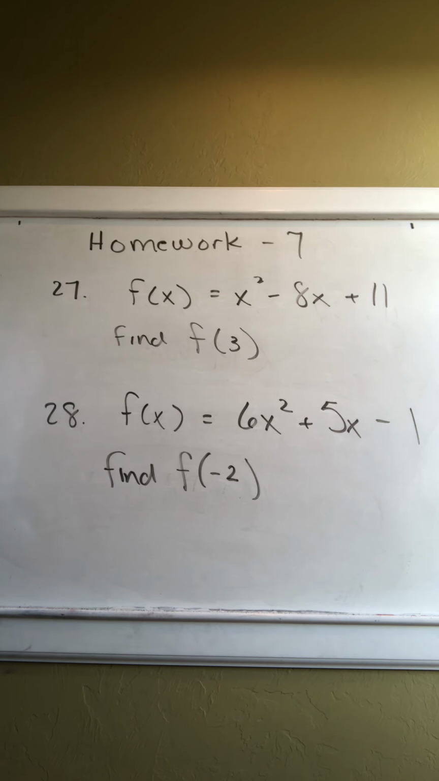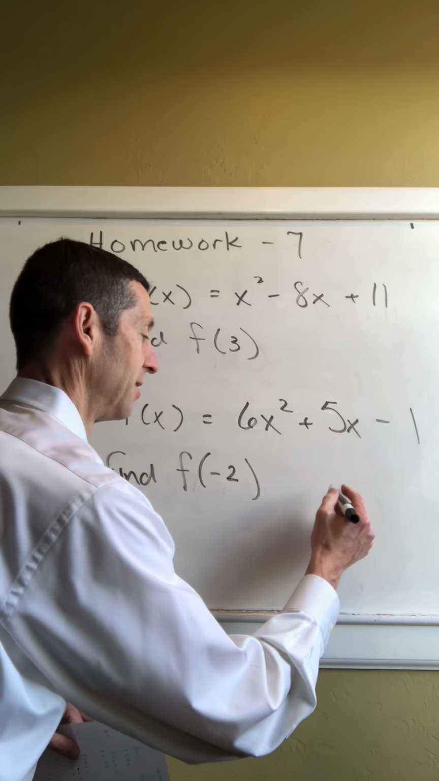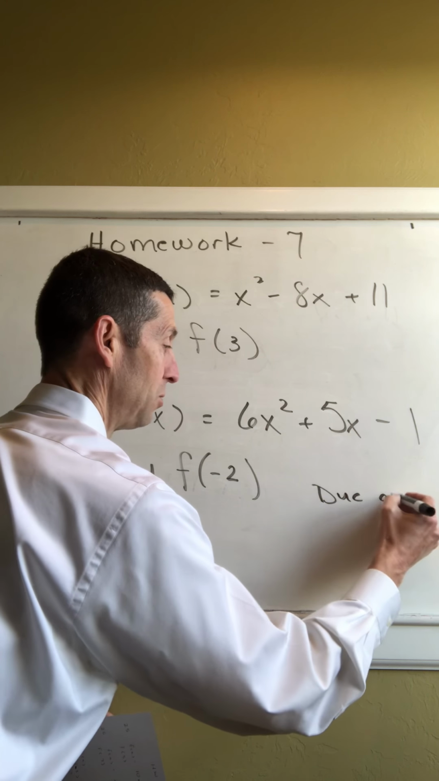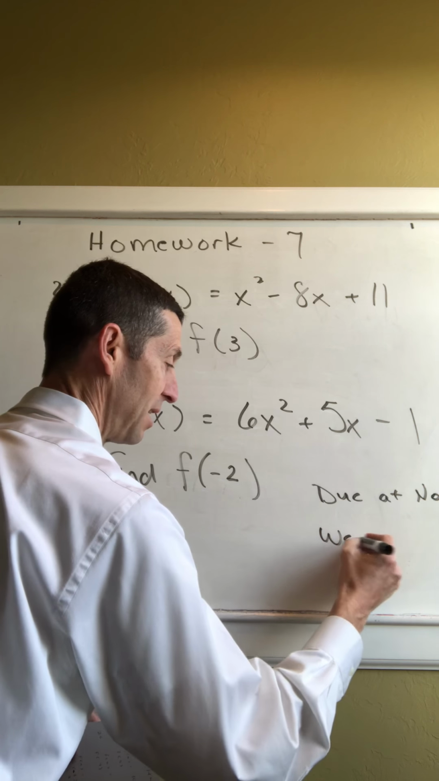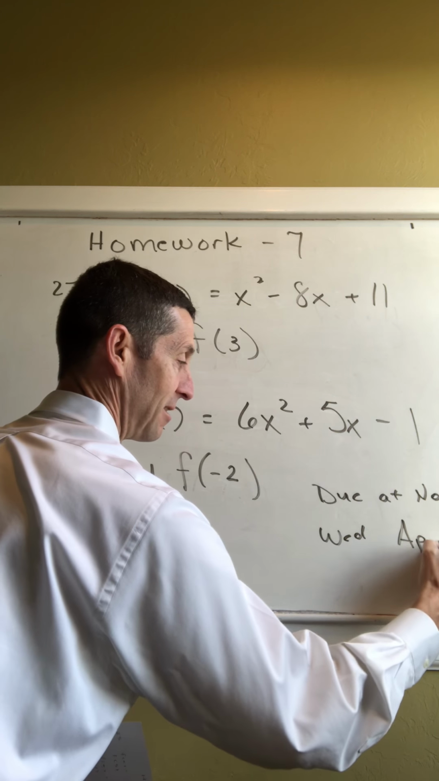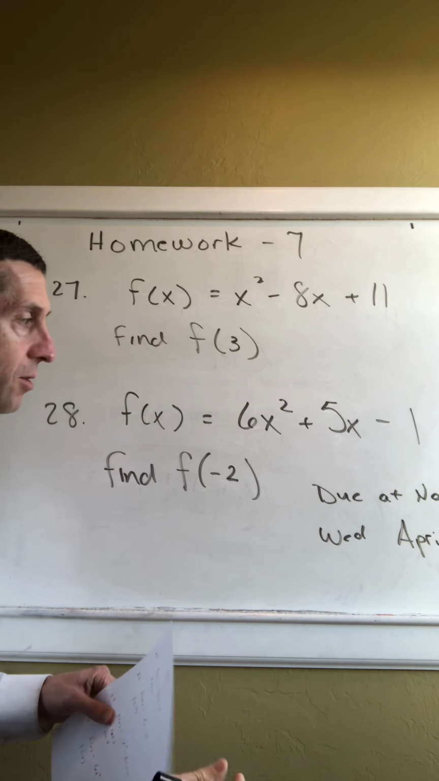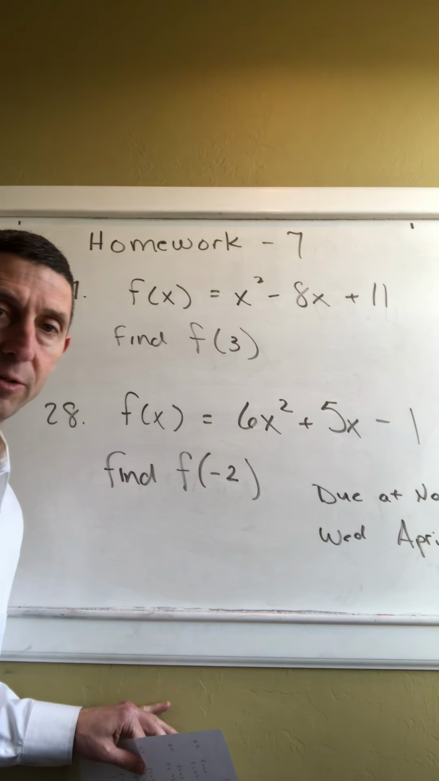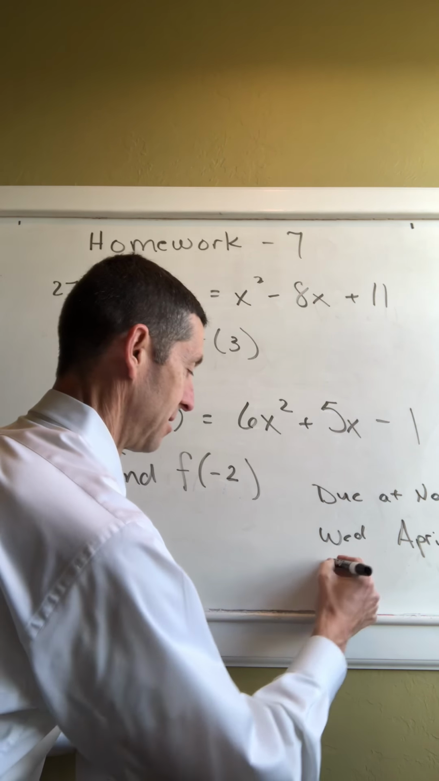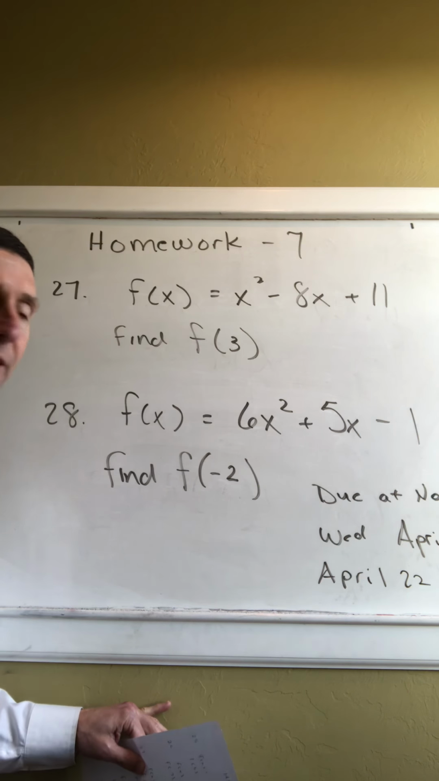All right, so for homework 7, there you go. And just so you know, this is all due at, let's see here, noon on Wednesday, April 22nd. Oh, you can't quite see that. Due at noon on April 22nd. You can see it down there now, that's a little better.